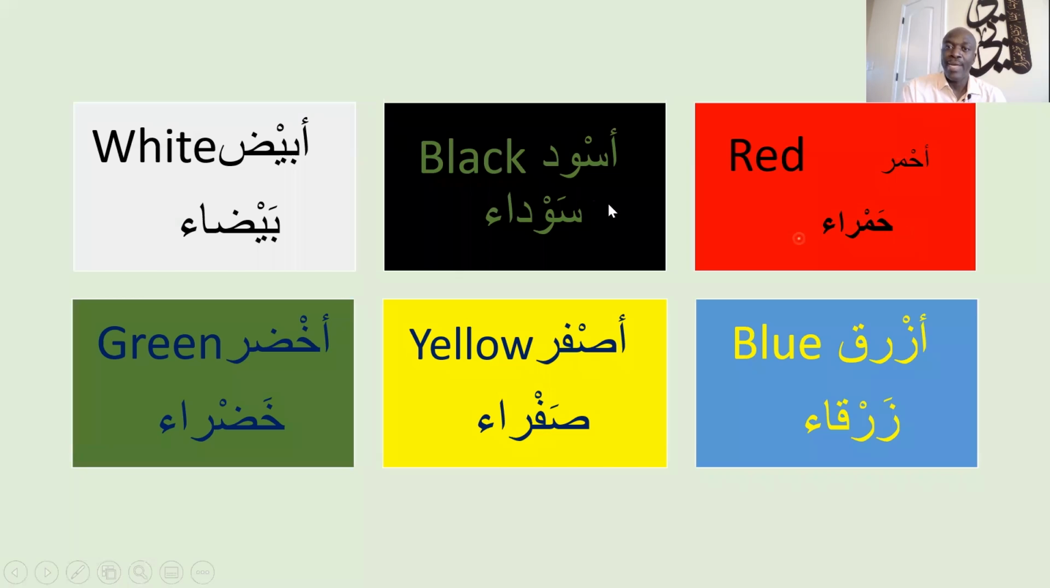Hamra. Aswad, that's the masculine form. Sauda, also we take the alif, we place the alif after the dal, and then we separate the hamza from the alif. Sauda. Abiyad, it's a masculine form. The feminine form, bayda. We did the same. The alif, we put it here and separated the hamza from the alif. Bayda. Azraq, that's the masculine form. Zarqa, it's a feminine form.